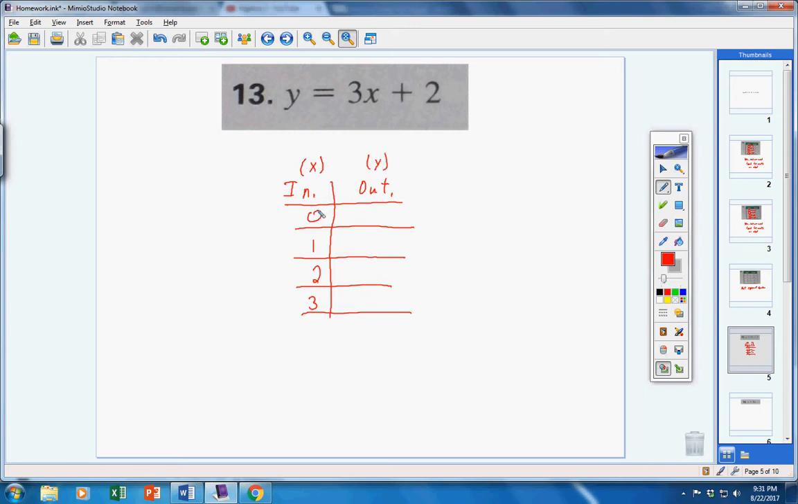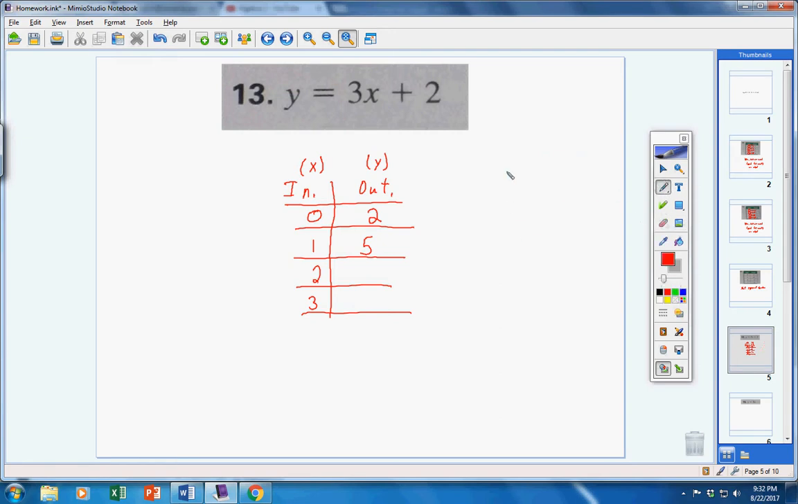Okay, so for my input, I'm going to pick this 0 up and put it in for x. So y equals 3 times 0 plus 2. 3 times 0 is 0. 0 plus 2 is 2. Alright, now I'm going to put 1 in for x. So y equals 3 times 1 plus 2. Here's my x, I'm going to put a 1. Alright, 3 times 1 is 3. Plus 2 is 5. So my output is 5.